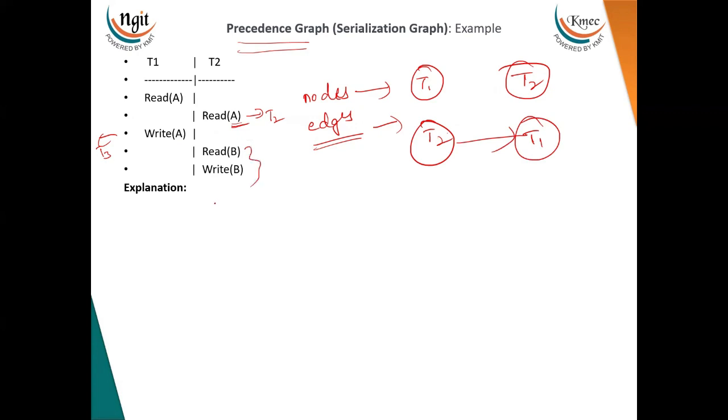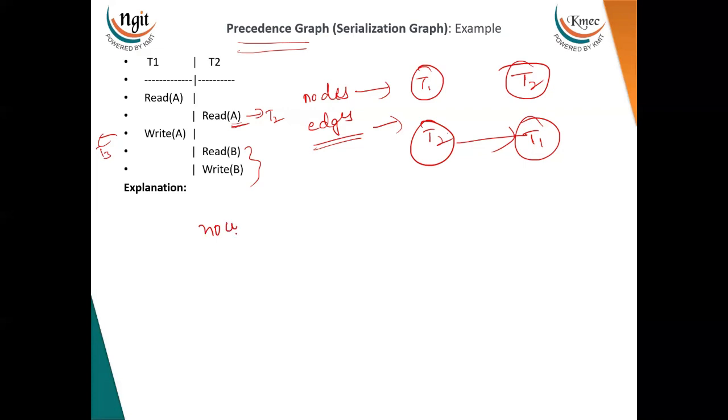And coming to read operation on B and write operation on B, these two are made by the same transaction, so you can ignore it. Now if you see, this is our precedence graph, clear? And the edge is given from T2 to T1. From the given graph, can you find any cycle? No, there is no cycle.